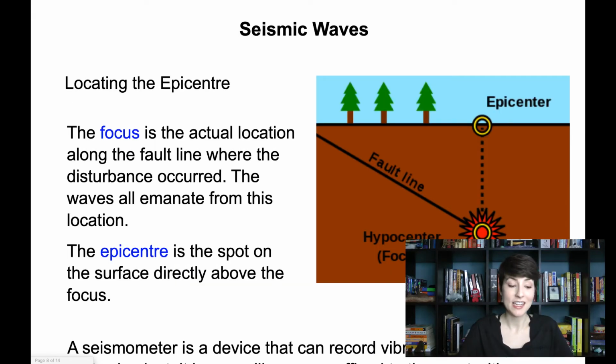A couple of definitions next. The focus is the actual location along a fault line where a slip has occurred. That's where the actual energy is emanating from. The epicenter of an earthquake is just the location on the surface of the Earth directly above the focus of the earthquake.